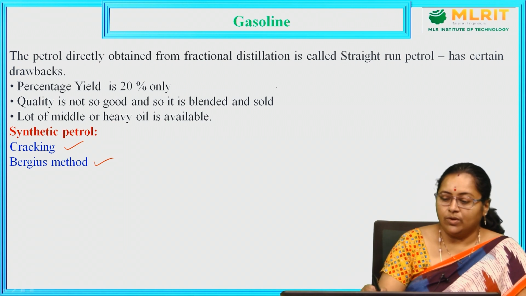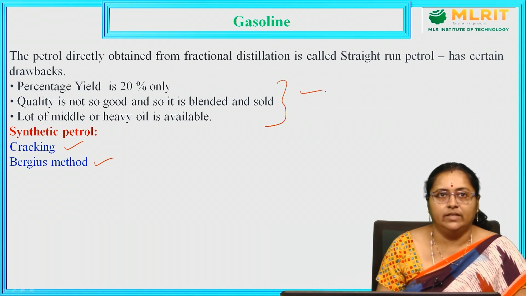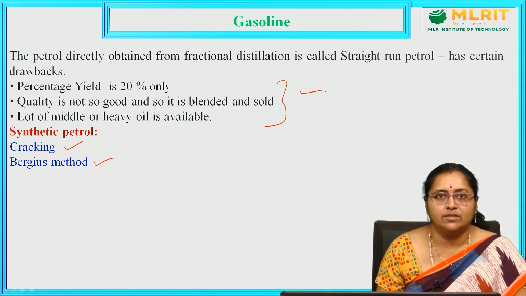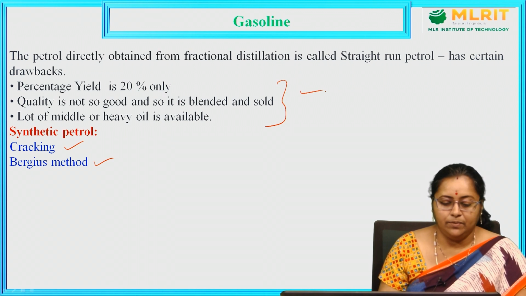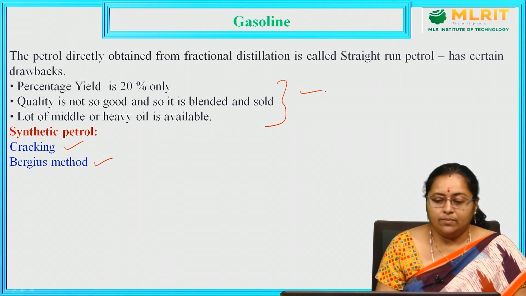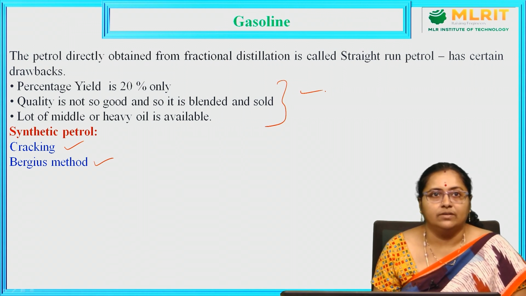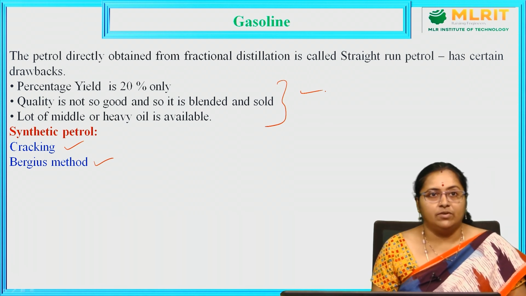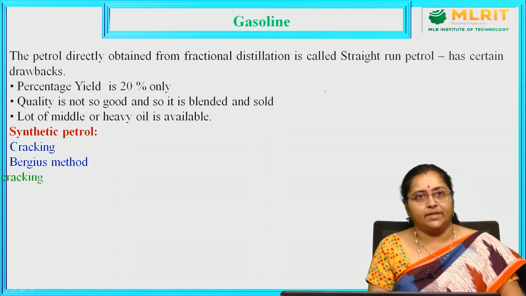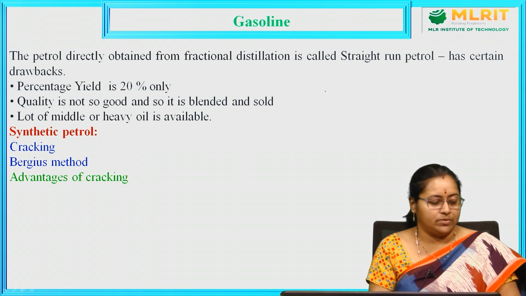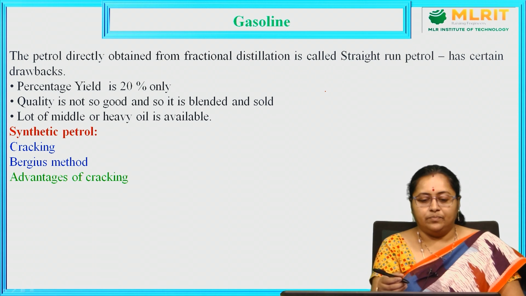In order to overcome these 3 kinds of drawbacks, the yield is very poor, the quality is very poor so that it has to be mixed before marketing, and impurities like middle and heavy oil are mixed with the straight run petrol. To overcome all these drawbacks, synthetic petrol can be produced by using either of these 2 methods. Let us go with the cracking process first. Before going to the cracking process, its definition and how it is produced, let us see how it is able to overcome the drawbacks of straight run petrol.